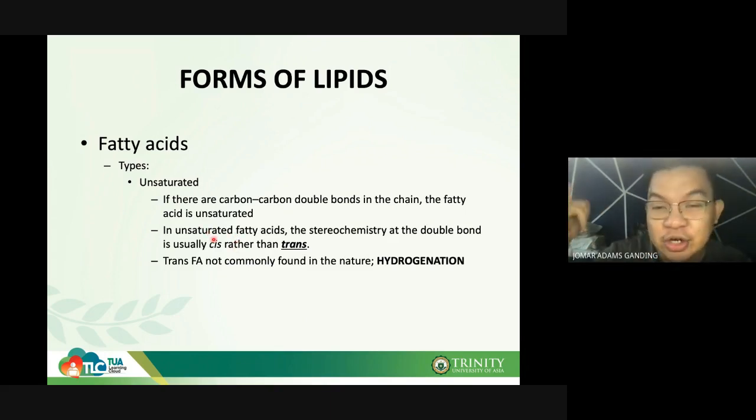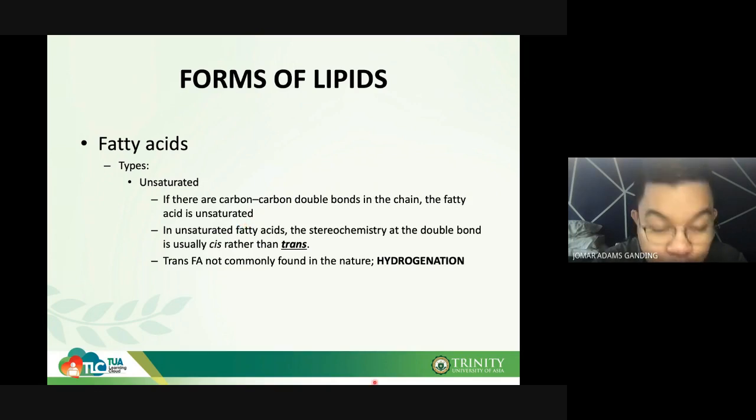The one that you see on your animals, the one that you see on your food products. When I say food products, yung mga natural lang. Take for example, your meat, the fat of your meat, di ba? Inside our body, usually, those unsaturated fatty acids are actually in cis form. Okay? They are in cis form.